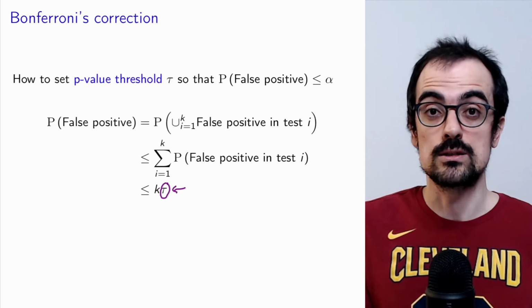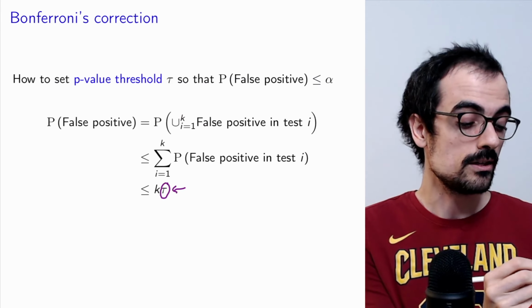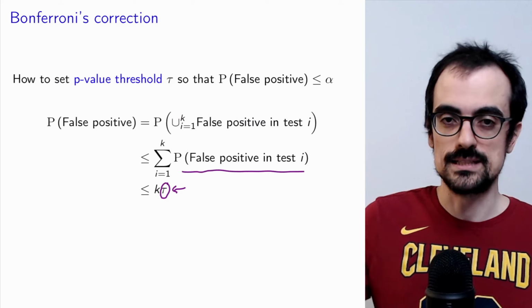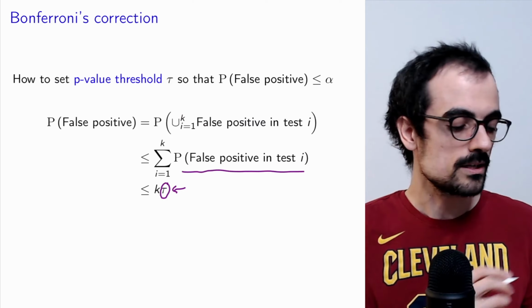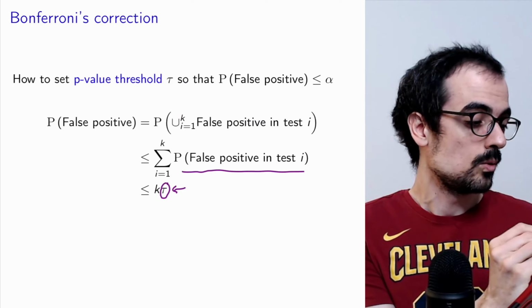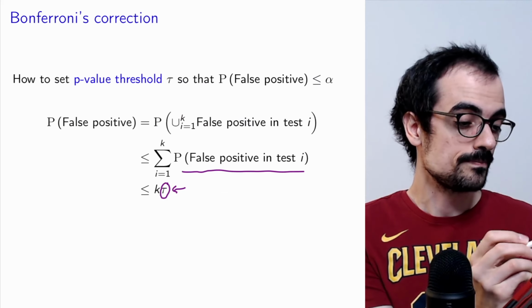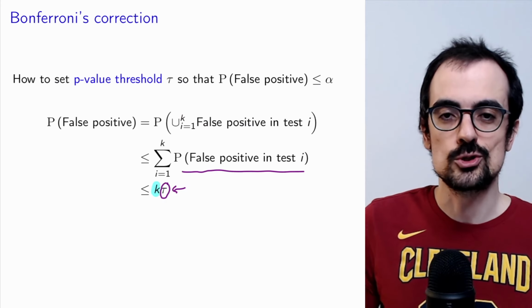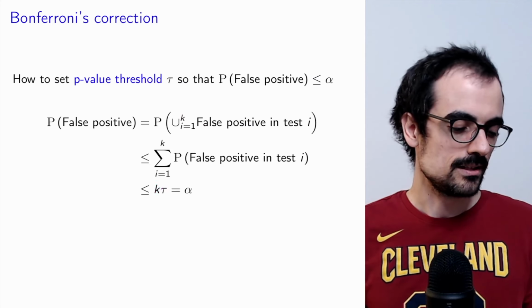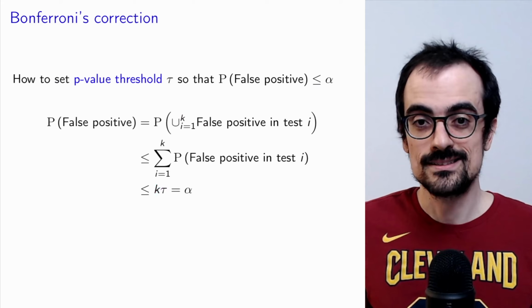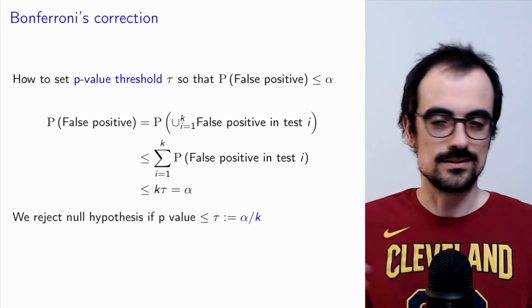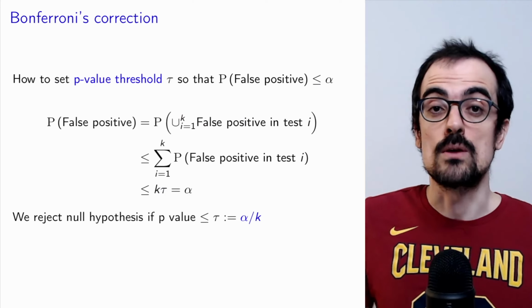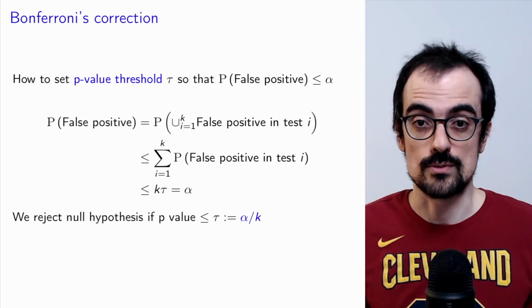We know that if we threshold the p-value by tau, the probability that there's a false positive in the individual test is bounded by tau. We proved this in the video on statistical significance, but now we have this factor k in front. So how do we ensure that k tau is smaller or equal to alpha? Well, we need tau, the threshold on the p-value, to be alpha over k. That's called Bonferroni's correction or Bonferroni's threshold.